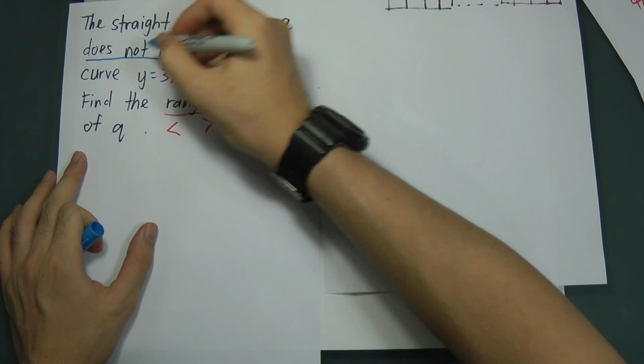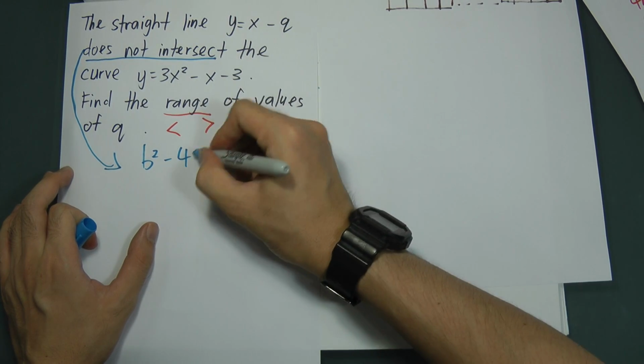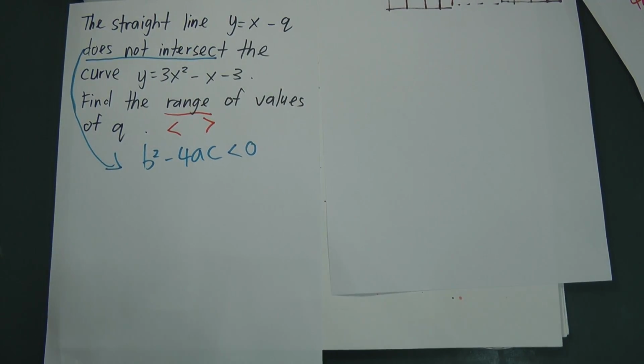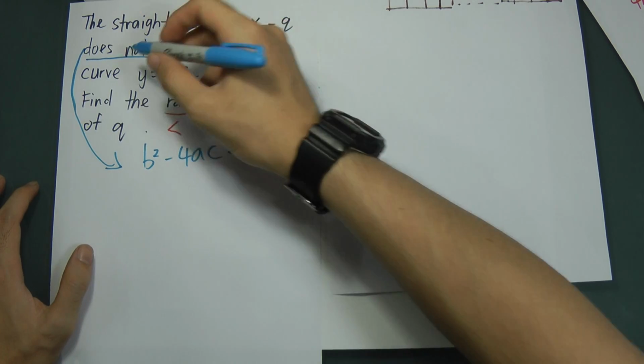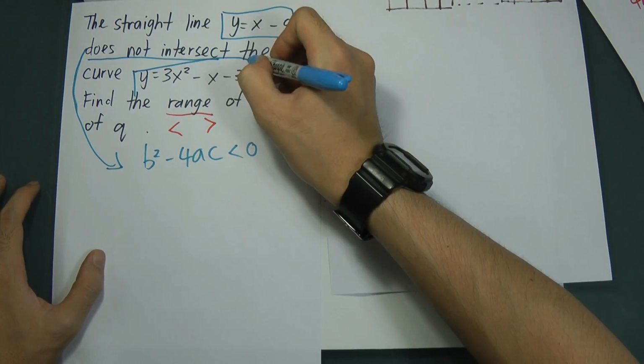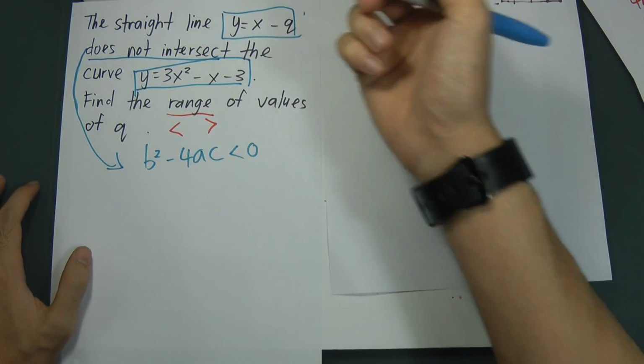So the first thing that should come into your mind for "does not intersect" is b squared minus 4ac will be smaller than 0. Two different roots is bigger than 0, two equal roots is equal to 0, so does not intersect is smaller than 0. It's simple. But even though this is a straight line and this is a curve, you have to put both y together, meaning substitute 1 into 2.